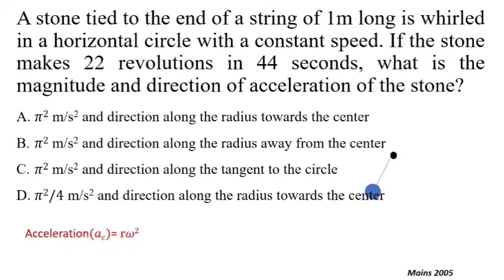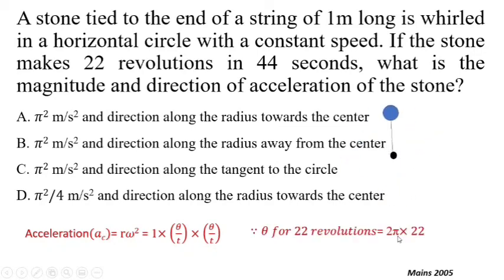Only we need to find out the magnitude for the acceleration, that is r omega square. Here radius is 1 meter, and to find out omega we can write theta by t. So it becomes 1 into theta by t multiplied by theta by t. So theta for 22 revolutions will be equal to 2 pi into 22, because for 1 revolution theta is 2 pi. And time is also given, that is 44 seconds. If you use these two values in this equation, you will get 22 into 2 pi divided by 44. So 44 will get cancelled and only pi remains.